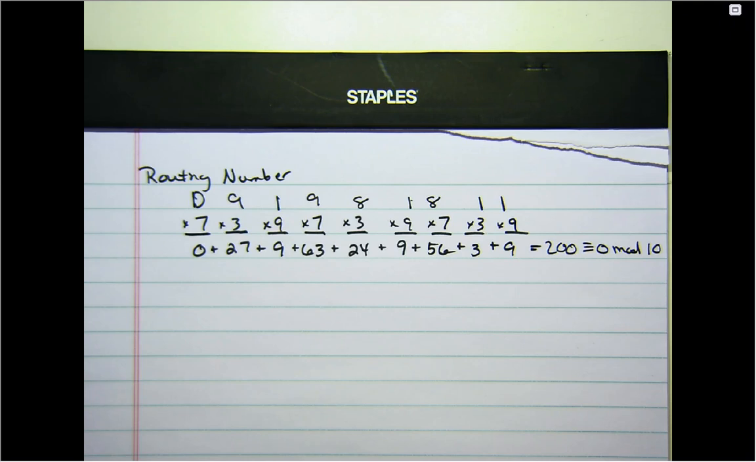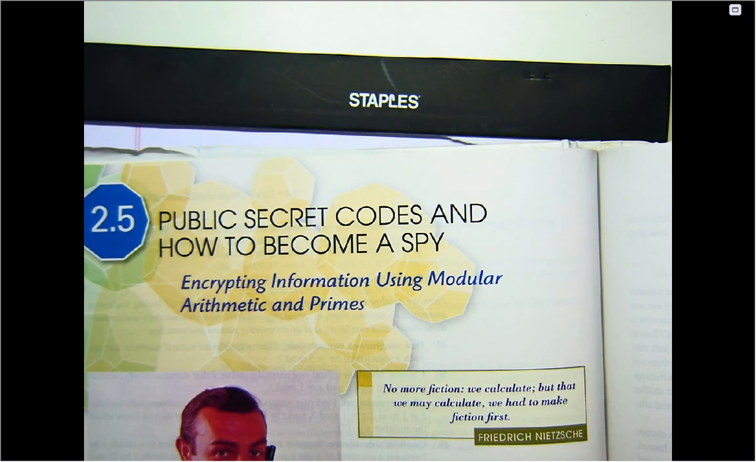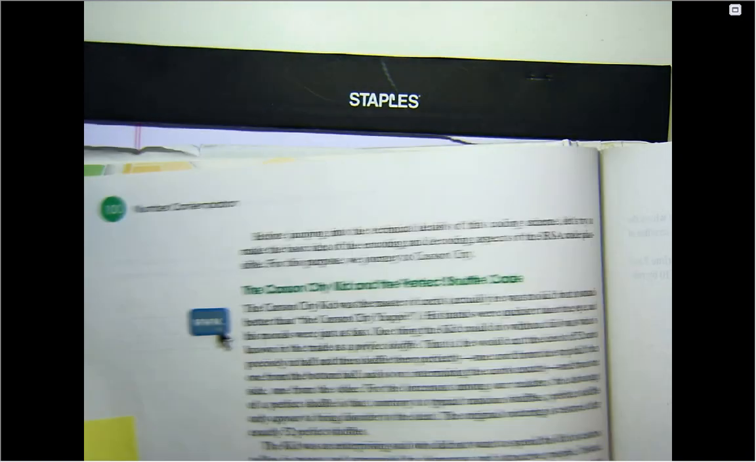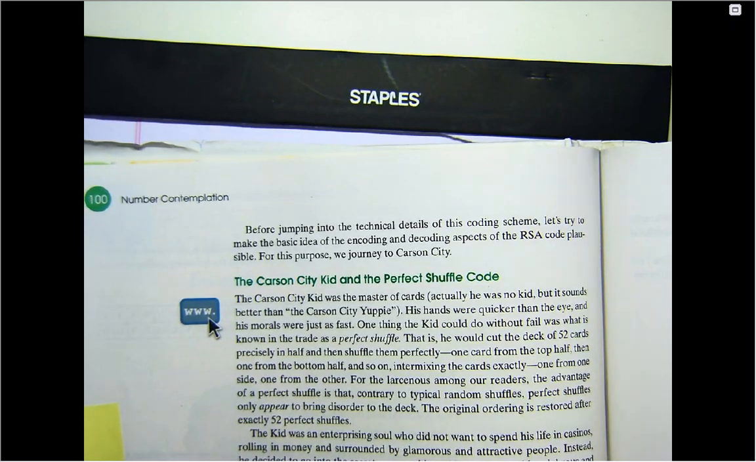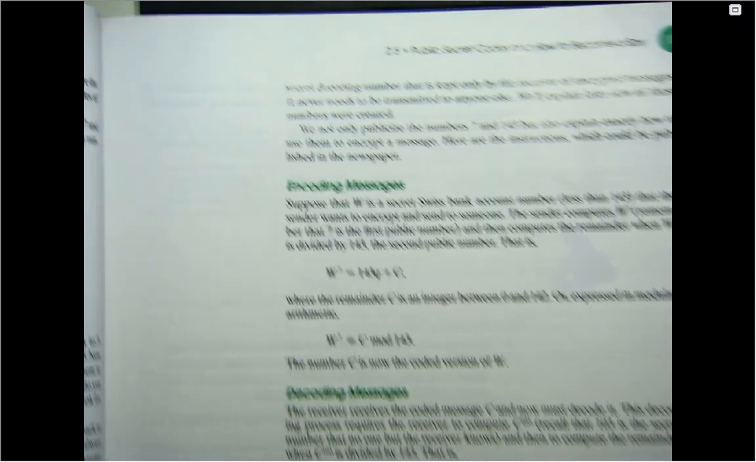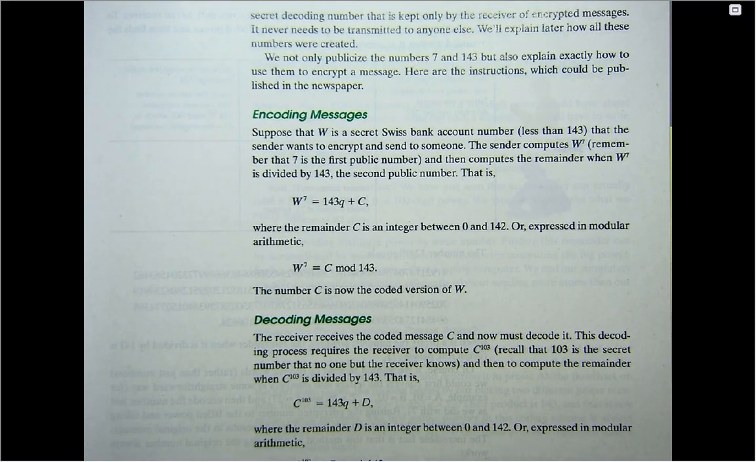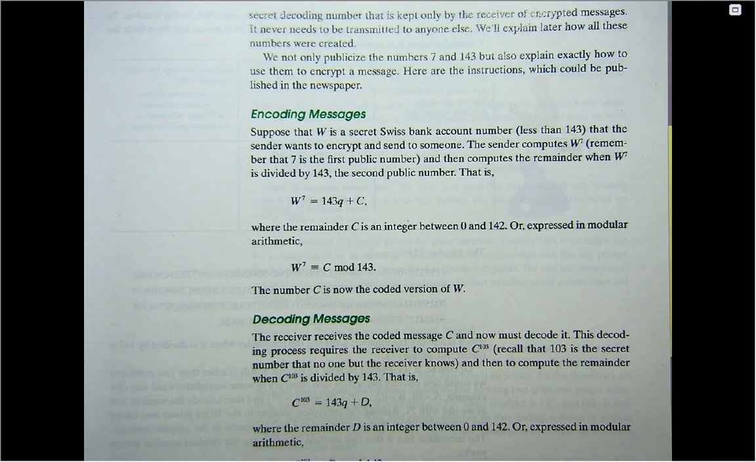If you're interested in this type of work, you can see it used in encryption if you look in section 2.5. Section 2.5 talks about how this modular arithmetic, along with the prime numbers, remember we talked about big prime numbers, how important they are? Well, we see the modular arithmetic along with the prime numbers working together, and your author works through an example if you're interested in that.